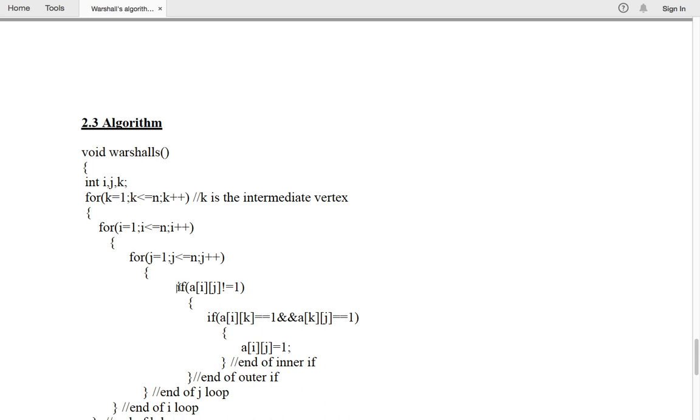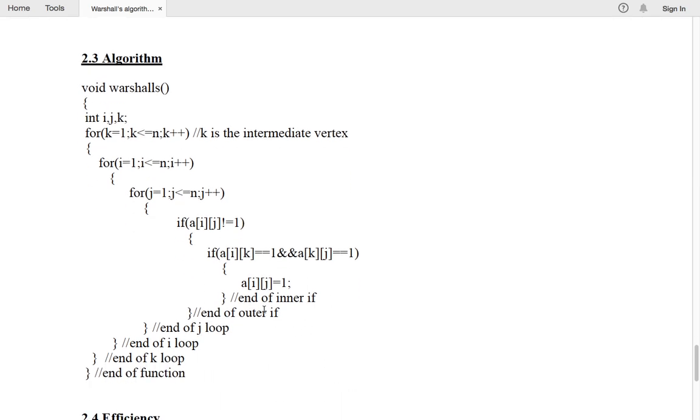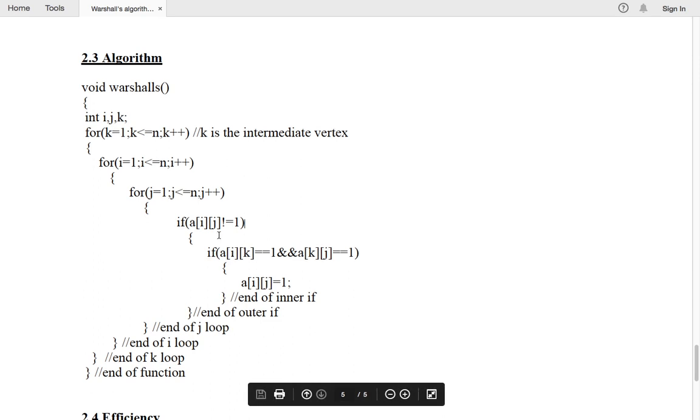So what I am checking every time is whether a_ij is not equal to 1, because if it is 1, I will not do anything. If it is not 1, then I will check if a_ik is 1 and a_kj is 1. If both of them are 1, then I will update a_ij equal to 1. So this is how the loop ends. So this is your Warshall algorithm.